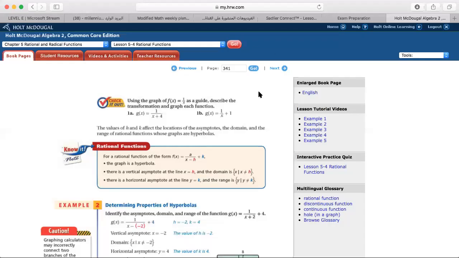Okay, girls, the next page, page 341, I have here: using the graph of f of x is equal to 1 over x as a guide, describe the transformation and graph each function. So I have here 1a, g of x is equal to 1 over x plus 4. As we said here, the original rule has a negative sign, and here I have positive 4. So h here is equal to the opposite of the sign. So let me write the answer here.